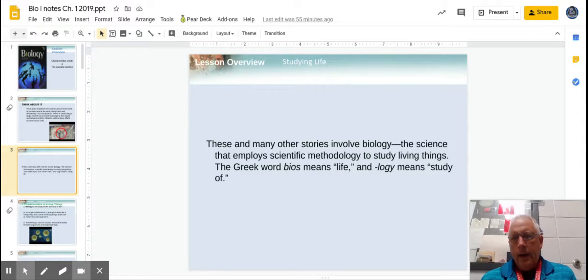That's why a lot of times a biologist will specialize in a certain area like genetics or biochemistry or zoology or botany, because it is a huge subject. We're just going to do an overview. We're just going to scratch the surface of biology this year and get you introduced. And then if you take chemistry and physics and anatomy, bio 2, then we'll go in a little more detail with some of this. So let's jump right in.